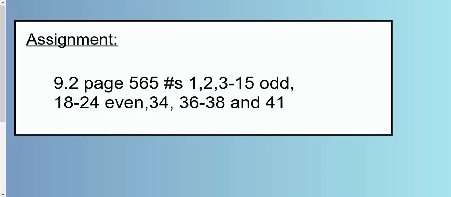Okay, there's your assignment. Let me know if you guys have any questions with multiplying your polynomials, and I'll see you guys in class. Thank you.